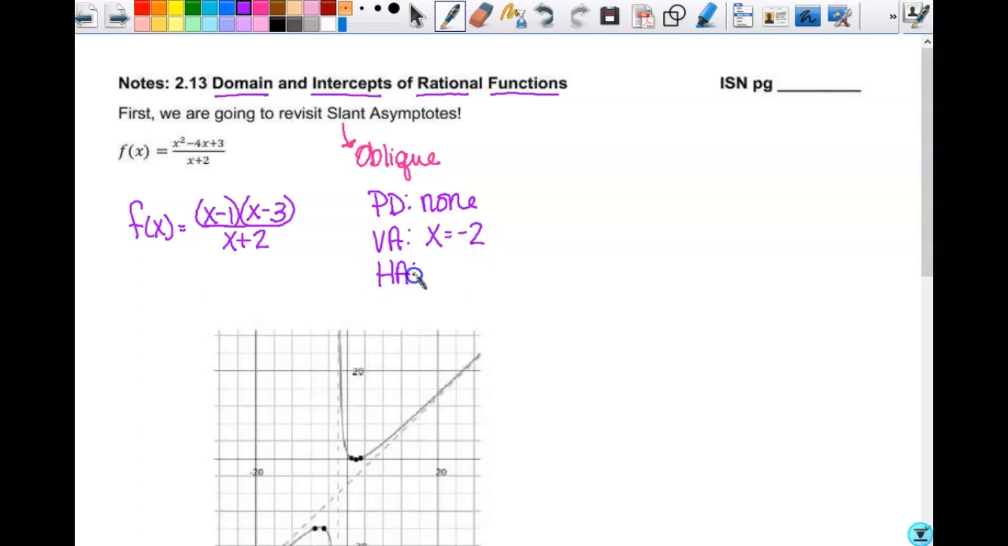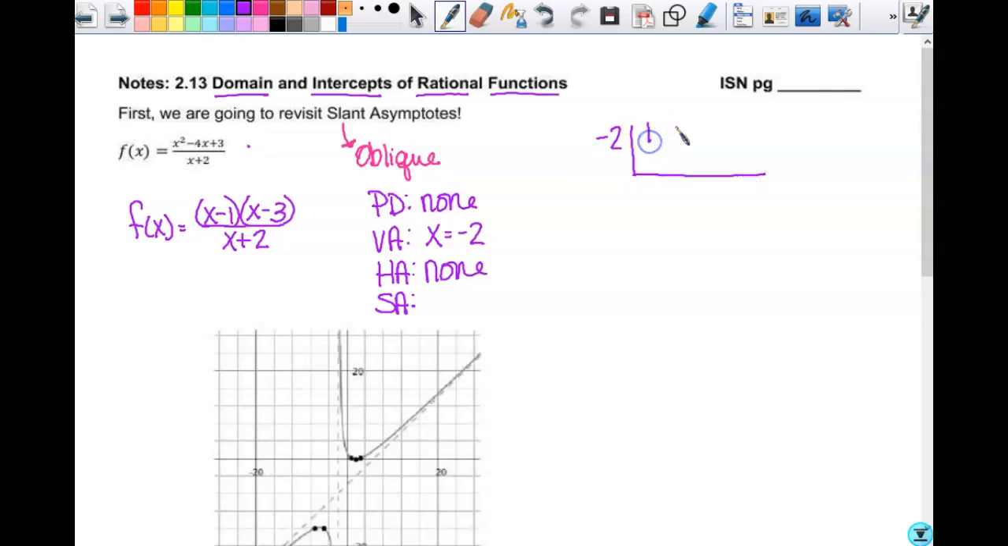Horizontal asymptotes. Let's think about what it means when they're top-heavy, bottom-heavy, and tied in degree. If it is top-heavy, then it doesn't have a horizontal asymptote. That is none. If it does not have a horizontal asymptote, then it might have a slant asymptote, not always, but this is second degree in the numerator, first degree in the denominator, so I will have a slant asymptote. To find that, I need to actually divide, so I'm going to use synthetic division.